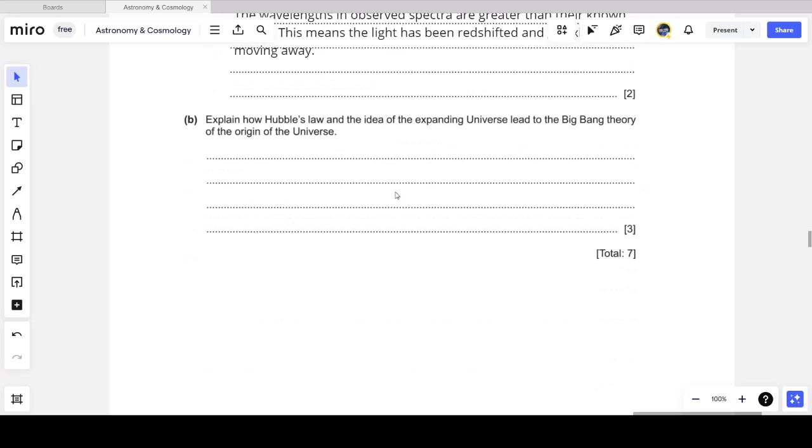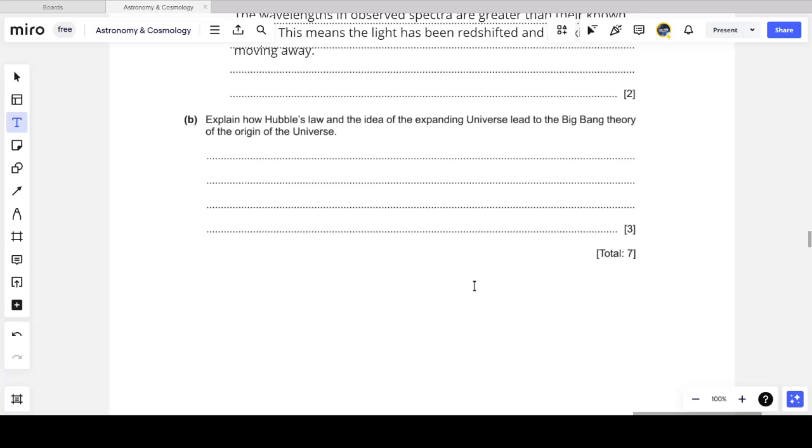Expansion of the universe. Lastly, we want to explain how Hubble's law and the idea of the expanding universe lead to the Big Bang theory of the origin of the universe. Okay, so the Big Bang theory basically says that the universe started at a single condensed point where all matter existed. Okay, so all objects in the universe are moving away from each other, and we can see this because wherever we observe from and wherever we look out to, what we see is things move away from other things, right? And objects at greater distance recede faster. So the further you are away, the faster you are moving.